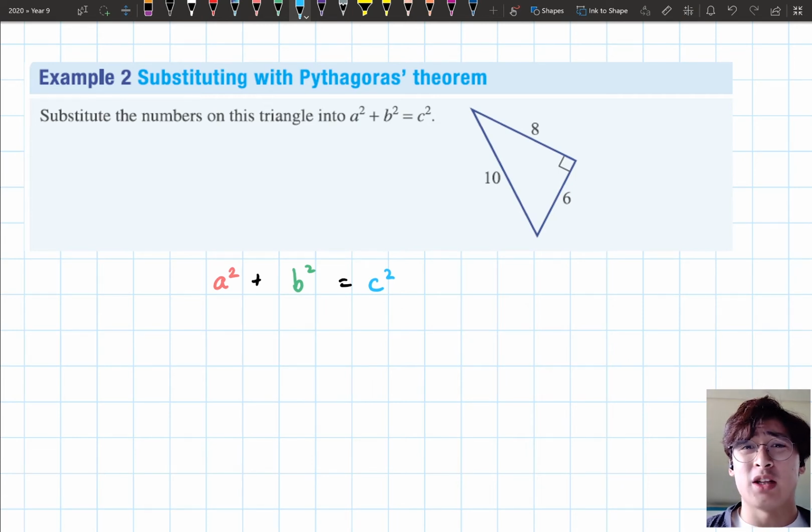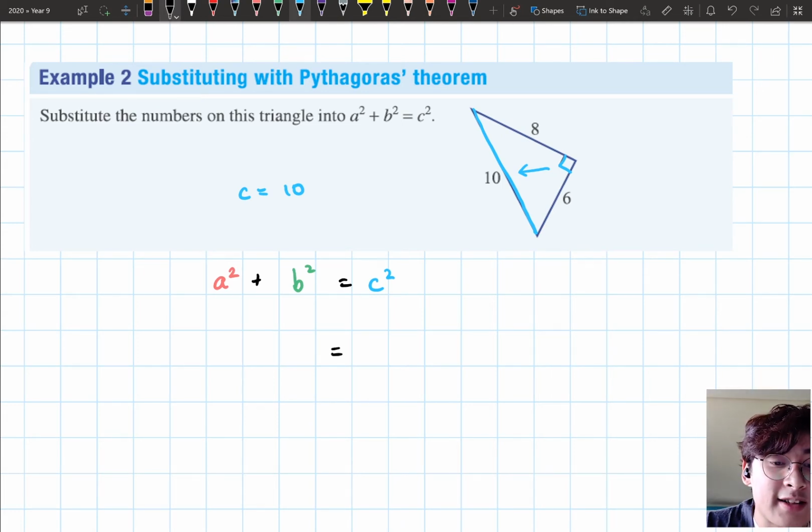So let's have a look at my triangle here. My right angle is over here. Directly opposite it is this side over there. And it's the slanted side, so it's the longest side. So my value for C here, I'm going to start with C. It's just going to equal 10. So for my equation below, instead of writing C squared, I'm just going to write 10 squared. Okay, cool. Now that I've done that, I'm going to identify A and B.